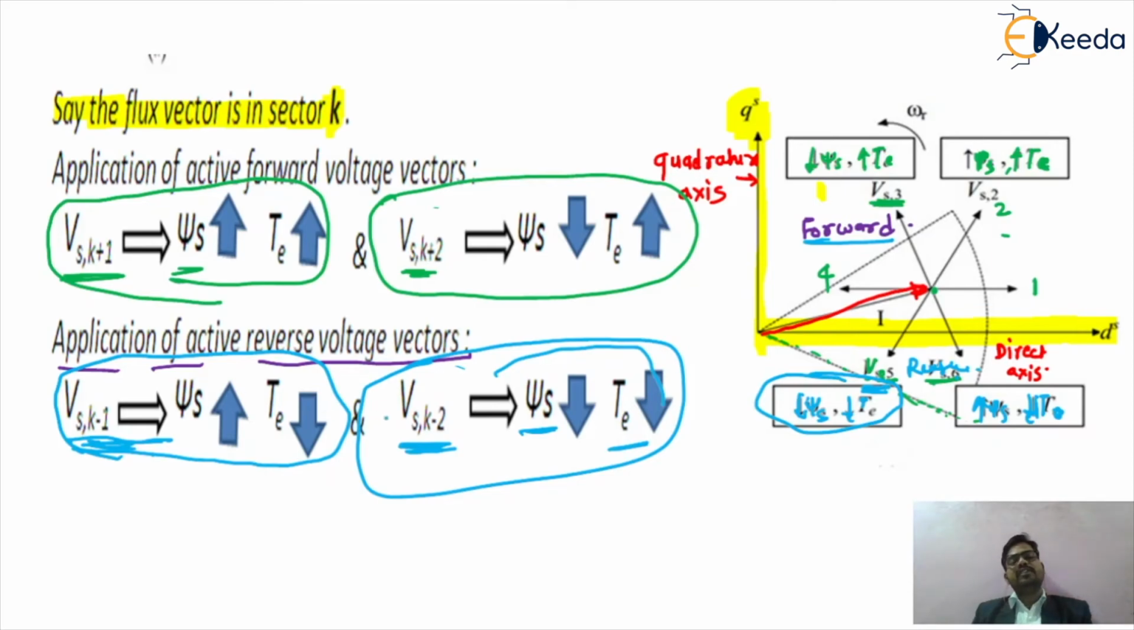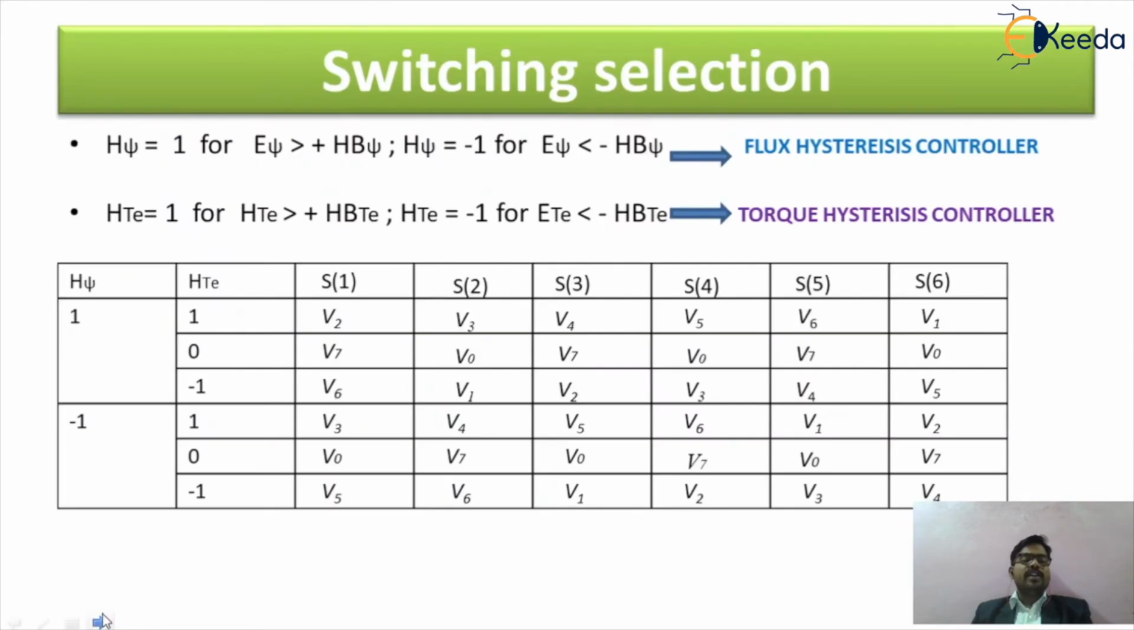While we are changing the value to Vs k minus 2 in the reverse voltage vector, the value of psi s, that is the magnetic flux density, will be reduced, and similarly the value of torque will be reduced. These are the different selector switches, or we call them voltage vectors, of the direct torque control scheme of the induction motor.